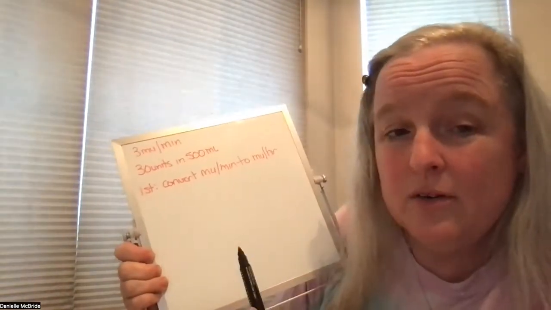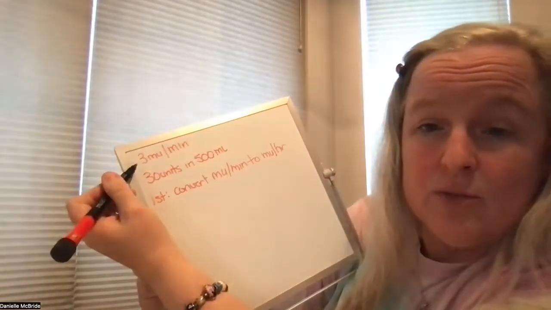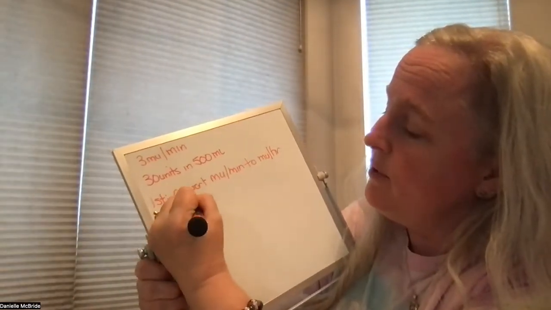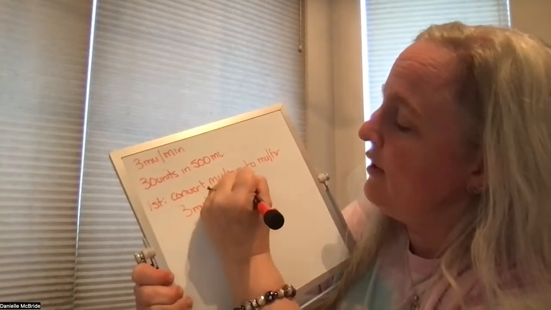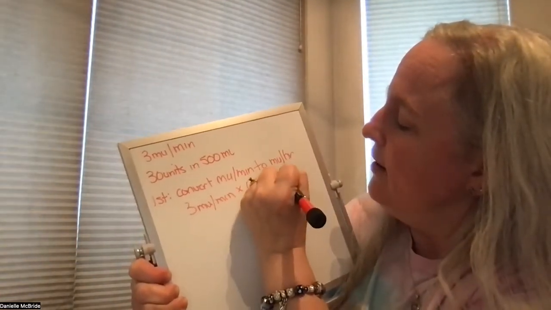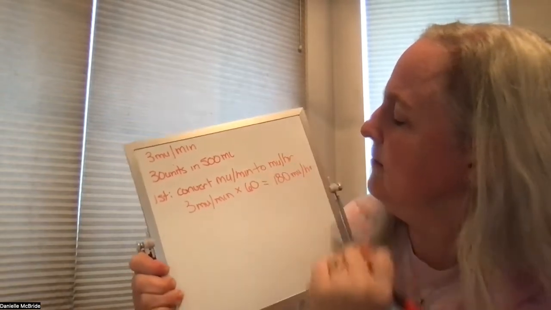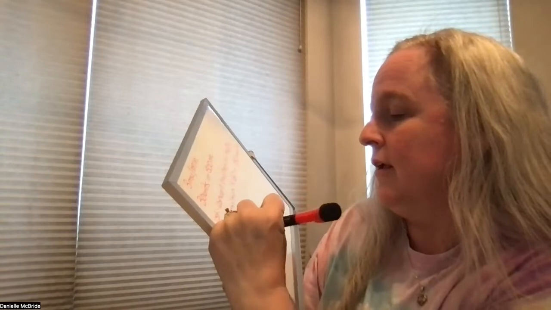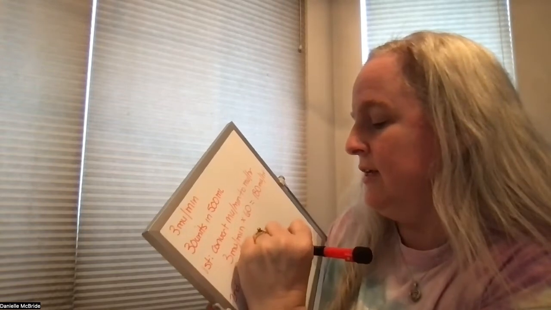Okay, how many milliunits do I want to give in an hour? So my order is for 3 milliunits per minute. How many milliunits will I give in an hour? So if I want 3 milliunits per minute, and there's 60 minutes in an hour, I want to give 180 milliunits in an hour. Okay. Second, let's convert milliunits to units.